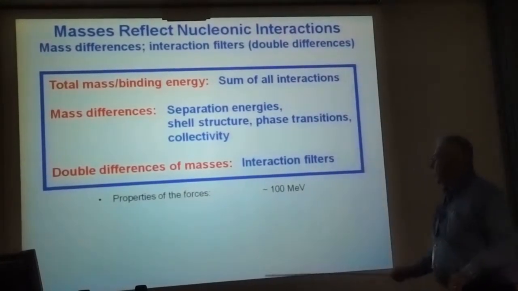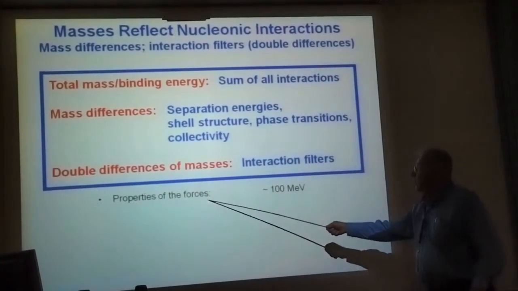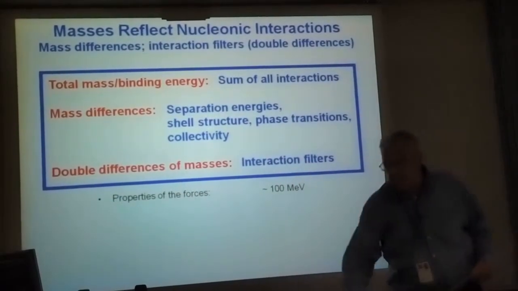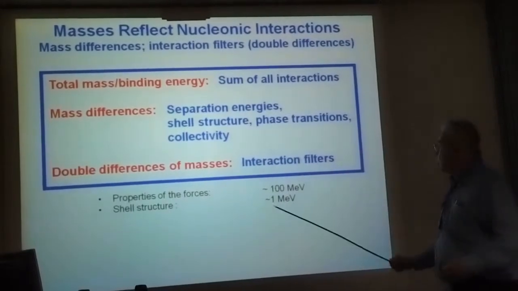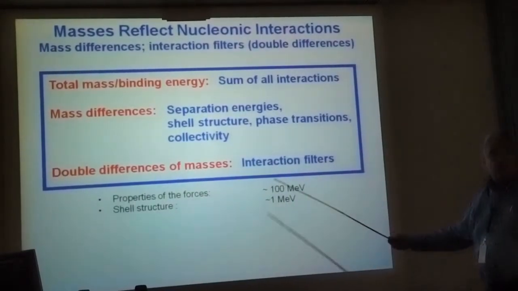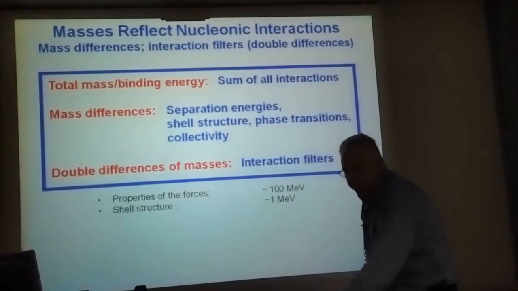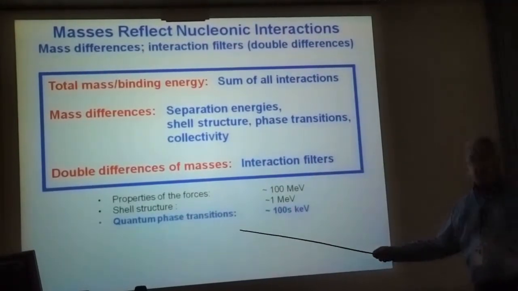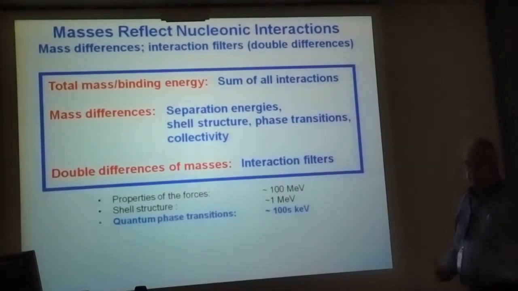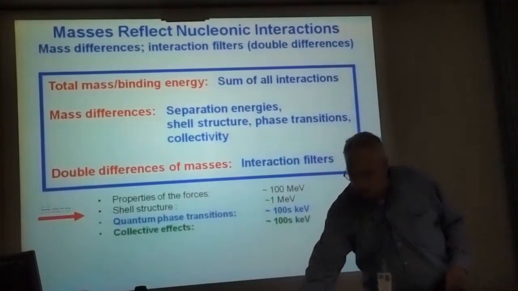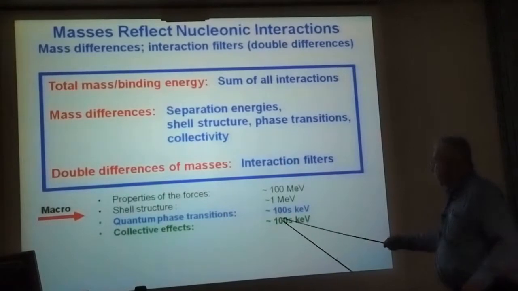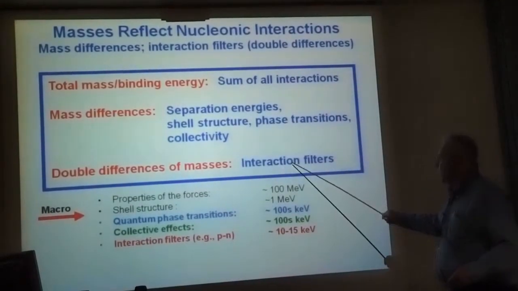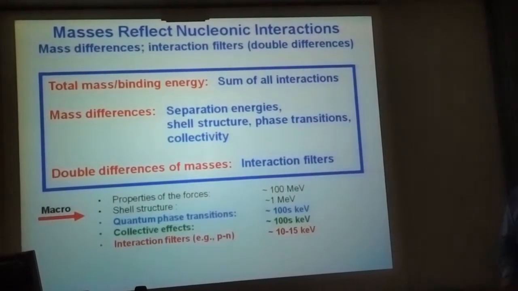You can learn about the properties of nuclear forces by measuring masses very crudely, even to 100 MeV. If you want to learn about shell structure, you need to measure them to an MeV or a little bit better. If you want to learn about phase transitions, that's nuclei that change shape, you need to measure them to a couple of hundred keV. If you want to look at collective effects, the same thing. If you want to study these interaction filters, you need to measure masses to 10 to 15 keV.